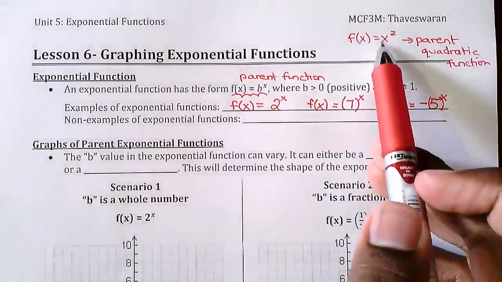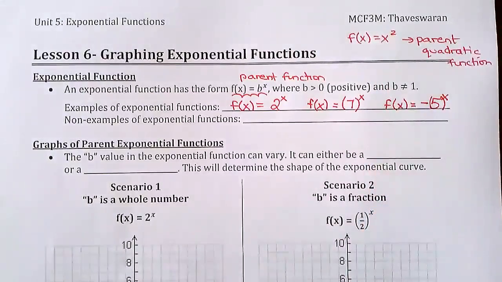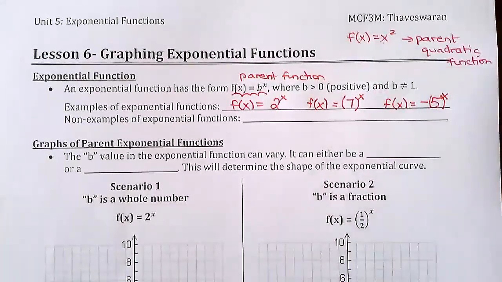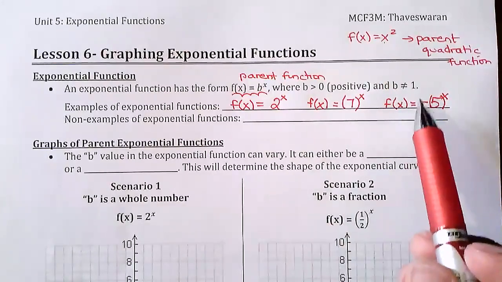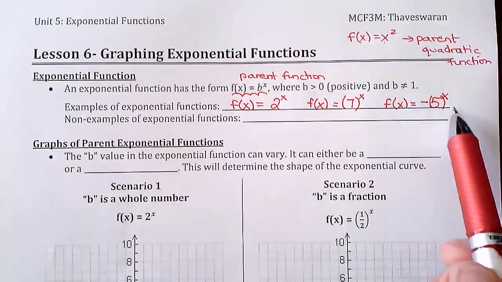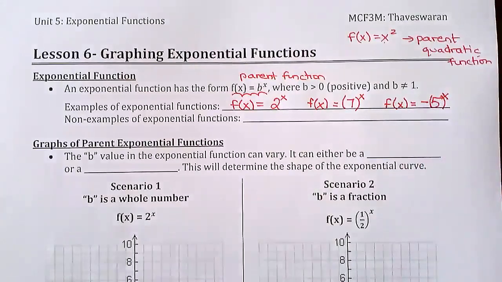So in quadratic functions, when we had a negative up front, it changed the direction of the parabola. So if it had a positive a value, it pointed upwards. If it had a negative value, it pointed downwards. Similarly, the negative is simply here to transform the parent function of 5 to the power of x. What are some non-examples of exponential functions?